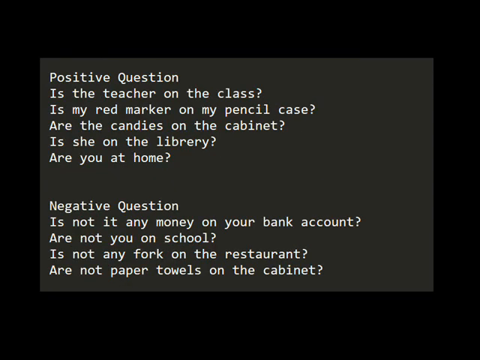Positive questions. Is the teacher on the class? Is my red marker on my pencil case? Are the candies on the cabinet? Is she on the library? Are you at home?